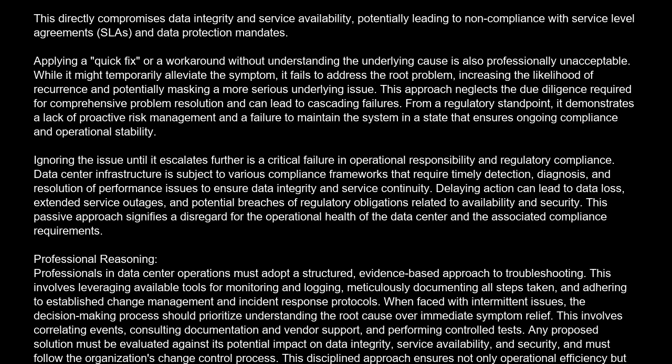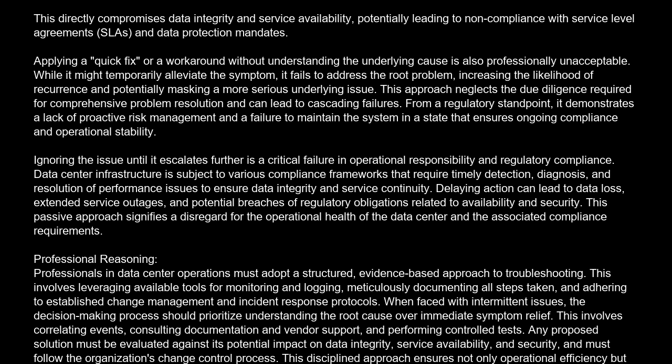Applying a quick fix or a workaround without understanding the underlying cause is also professionally unacceptable. While it might temporarily alleviate the symptom, it fails to address the root problem, increasing the likelihood of recurrence and potentially masking a more serious underlying issue. This approach neglects the due diligence required for comprehensive problem resolution and can lead to cascading failures. From a regulatory standpoint, it demonstrates a lack of proactive risk management and a failure to maintain the system in a state that ensures ongoing compliance and operational stability.